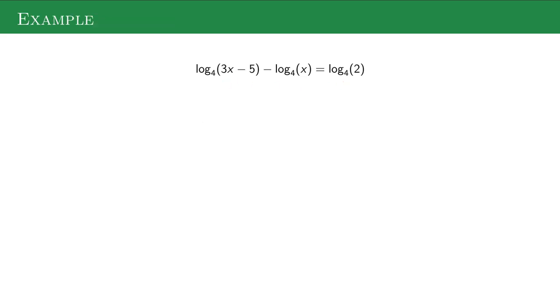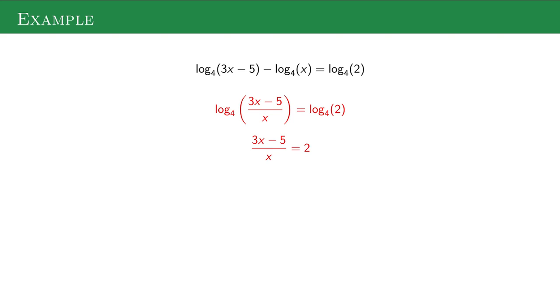So in this equation, I can't just cancel these out because there's multiple logs on the same side of the equation. So the first thing I do, smush these together, and since there's a minus sign, I get division. But now if I look at my equation, there's only one log over here and one log over here. I can cancel those out. And now I just have to figure out how to solve this equation.